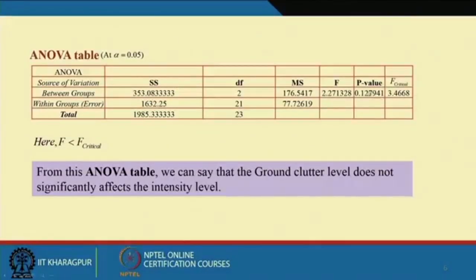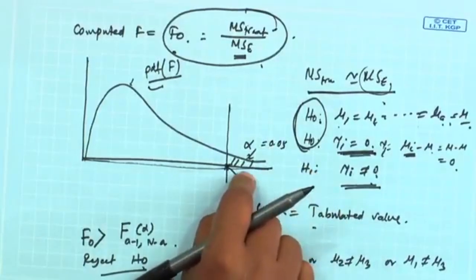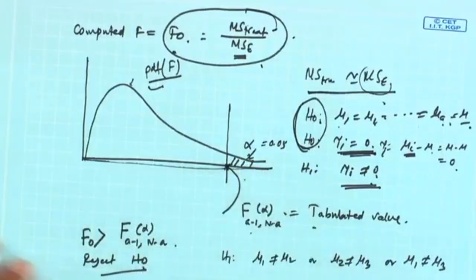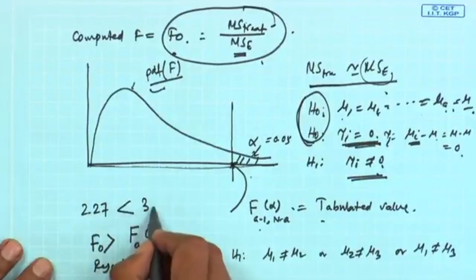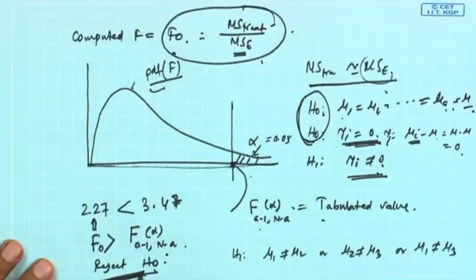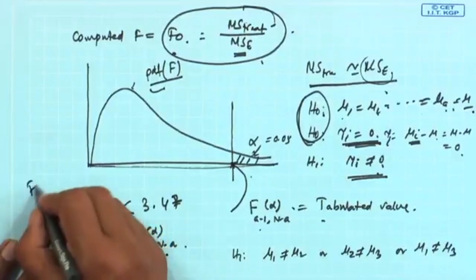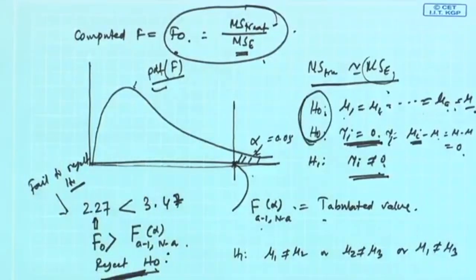Now, using the ANOVA table, we found that the F value is 2.27. If I consider alpha equal to 0.05, that means a type 1 error of 5% is considered, then the tabulated F value is 3.47. So the computed F value is 2.27, which is less than the tabulated value 3.47. As the computed value does not exceed the tabulated value, you cannot reject H0; you fail to reject. Our decision here is to fail to reject H0. That means there is no treatment effect, or if you change the clutter level from low to high, there is no difference.